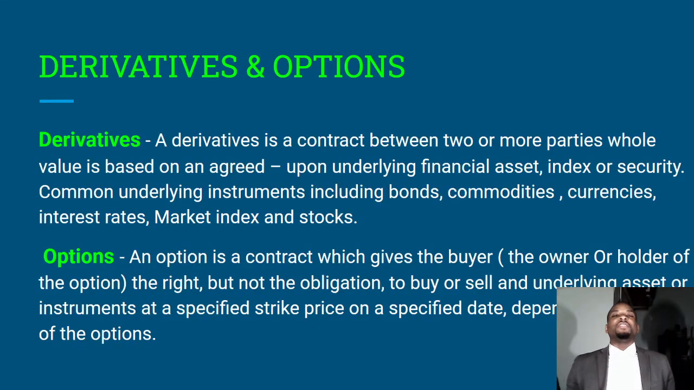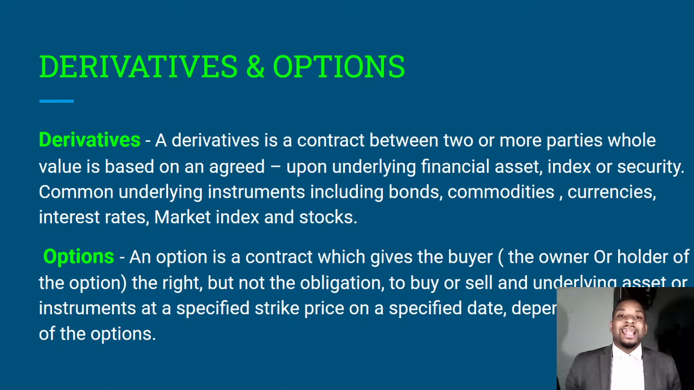So what are derivatives and options? A derivative is a contract between two or more parties whose value is based on an agreed-upon underlying financial asset, index, or security. Common underlying instruments include bonds, commodities, currencies, interest rates, market indexes, and stocks. All right, that's a derivative.